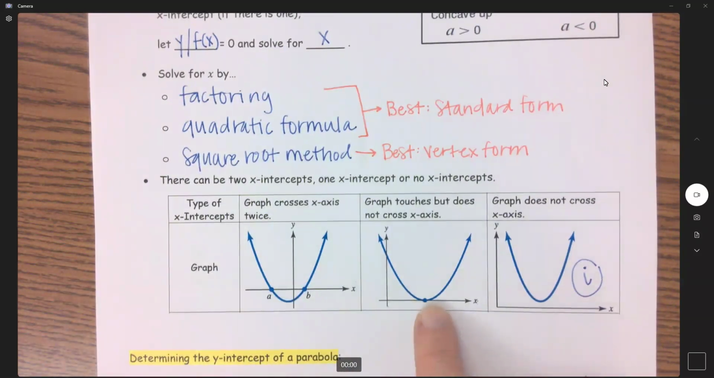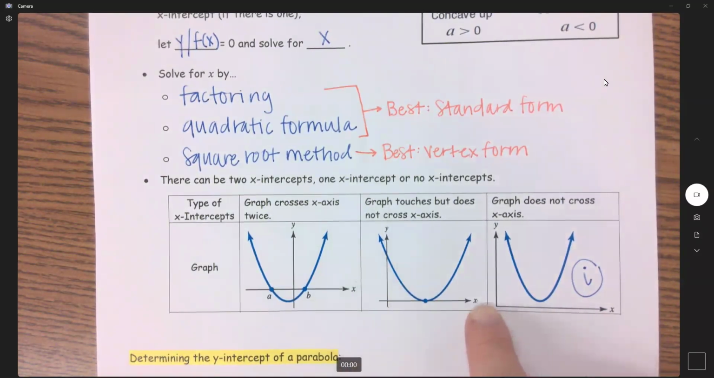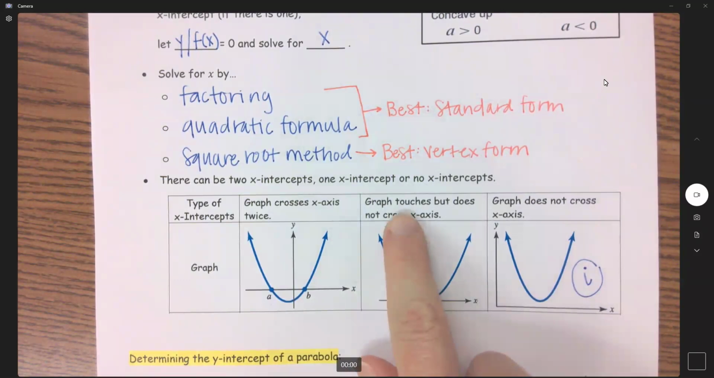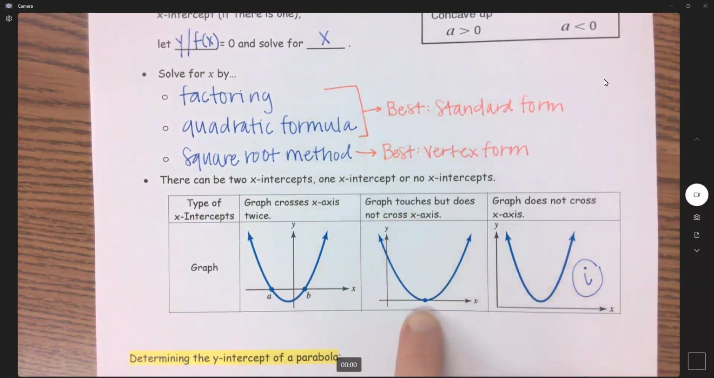You can also have where that vertex is on that x-axis, and when that happens, it doesn't cross through it, but it just simply touches. And when it touches, that vertex will be the 1 x-intercept.